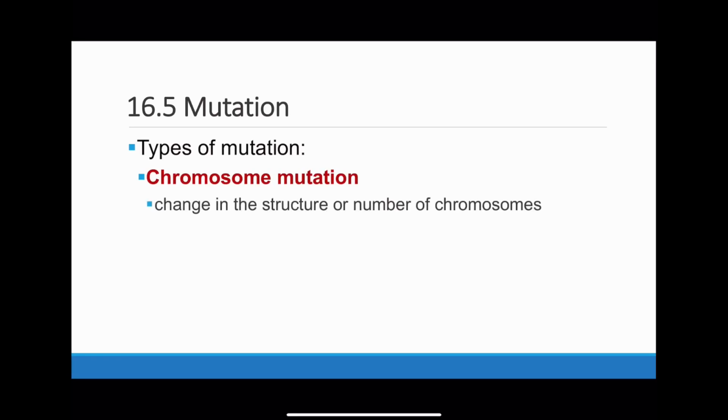So what are the two types of mutation? Number one is what I call chromosome mutation. Chromosome mutation refers to either a change in the structure of the chromosome or a change in the number of chromosomes. For our syllabus, we'll focus a lot on the number of chromosomes, because we will be talking about a disease called Down syndrome.